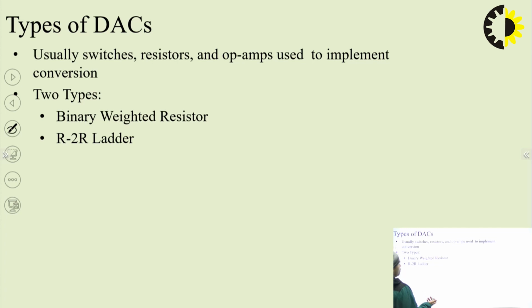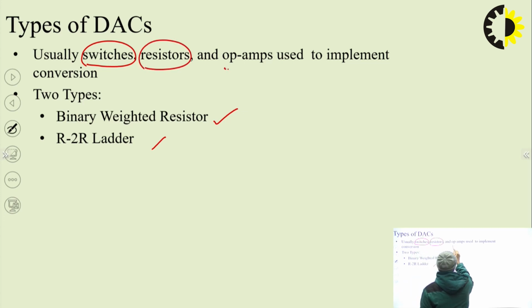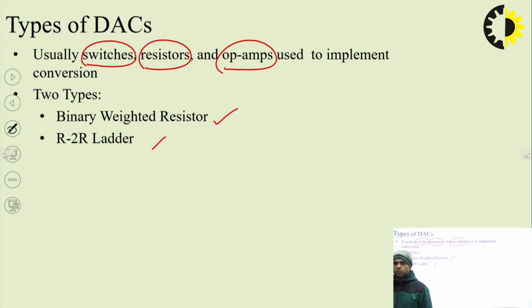There are generally two methods, the binary weighted resistor method and the R2R ladder method, and in both methods we are using switches, resistors and op amps. So these are the three things which we are going to use while preparing the circuit for our D2A converters, whether we are preparing the binary weighted resistor or the R2R ladder structure.